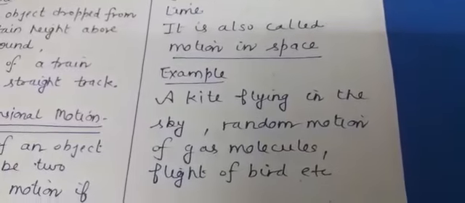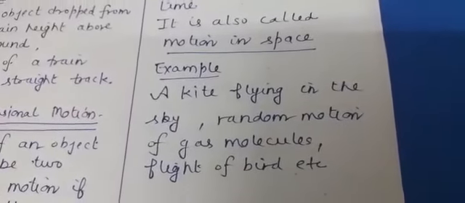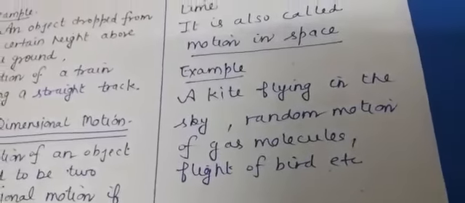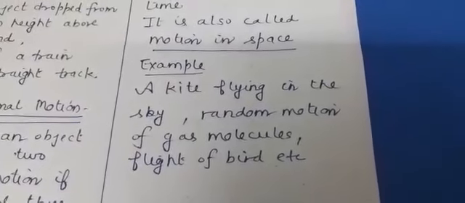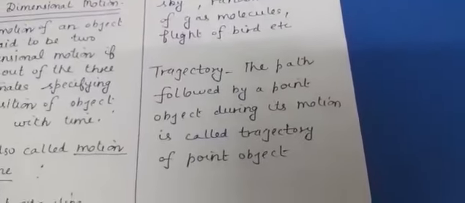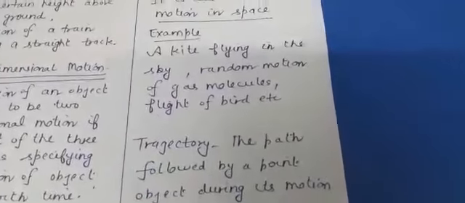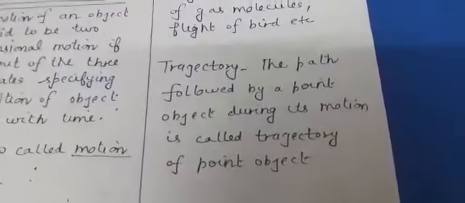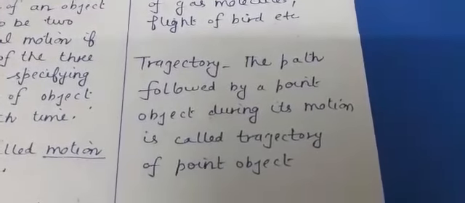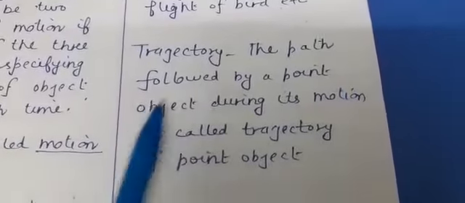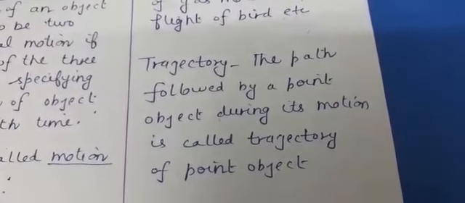One-dimensional motion is straight line motion. Two-dimensional motion is motion in a plane. Three-dimensional motion is motion in space. You can take the random motion of gas molecules on heating in a jar or a container. When you are cooking and water is boiling, the gas molecules are moving randomly on heating. That random motion of the molecules can be an example of three-dimensional motion. The path along which a body is moving is taken as the trajectory. So the path followed by any object during its motion is called the trajectory.